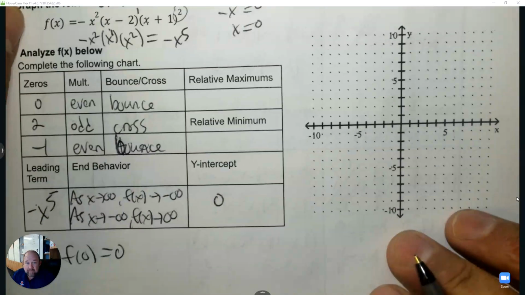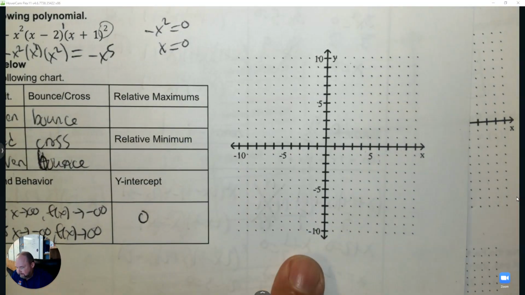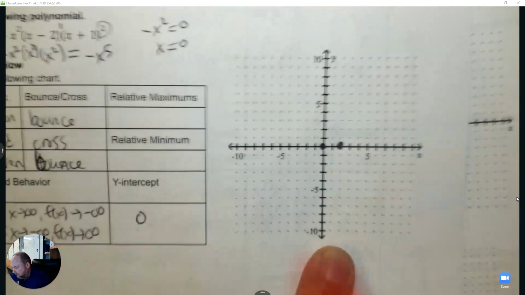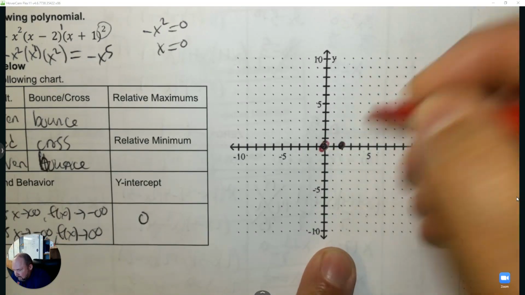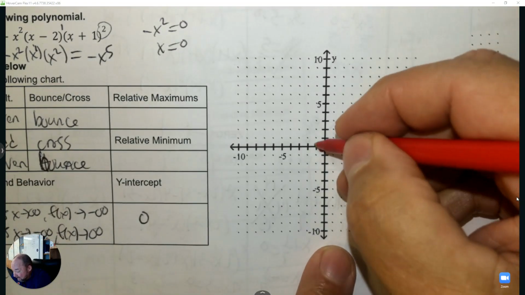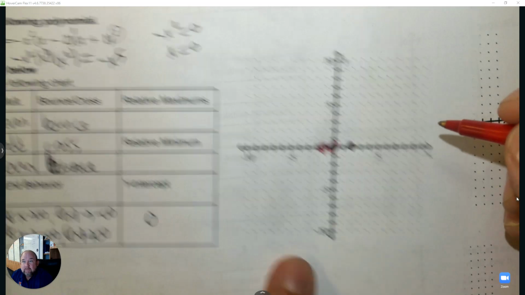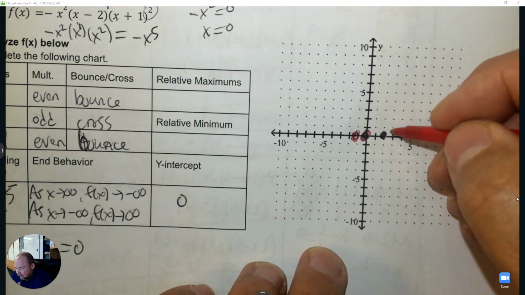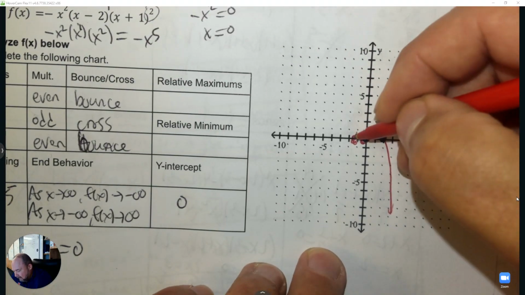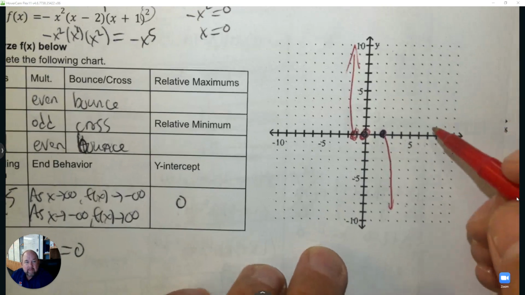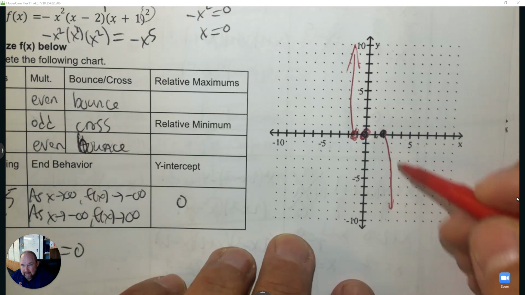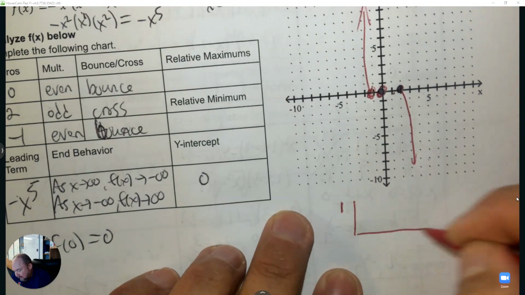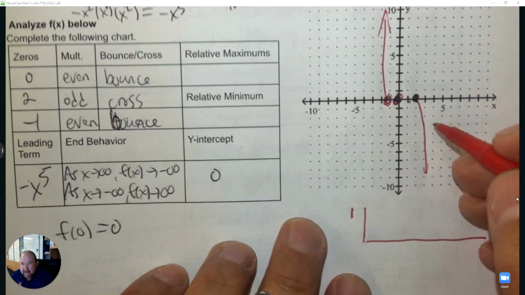So let's put this on the graph, and then we can find the turning points. So we have 0, we have 2, and we have negative 1. This part here is going to be a little tricky, but it's okay. So this goes down to the right, and it goes up to the left. Now I'm going to fill in the point here at 1. So I'm going to use synthetic substitution to fill in at 1.